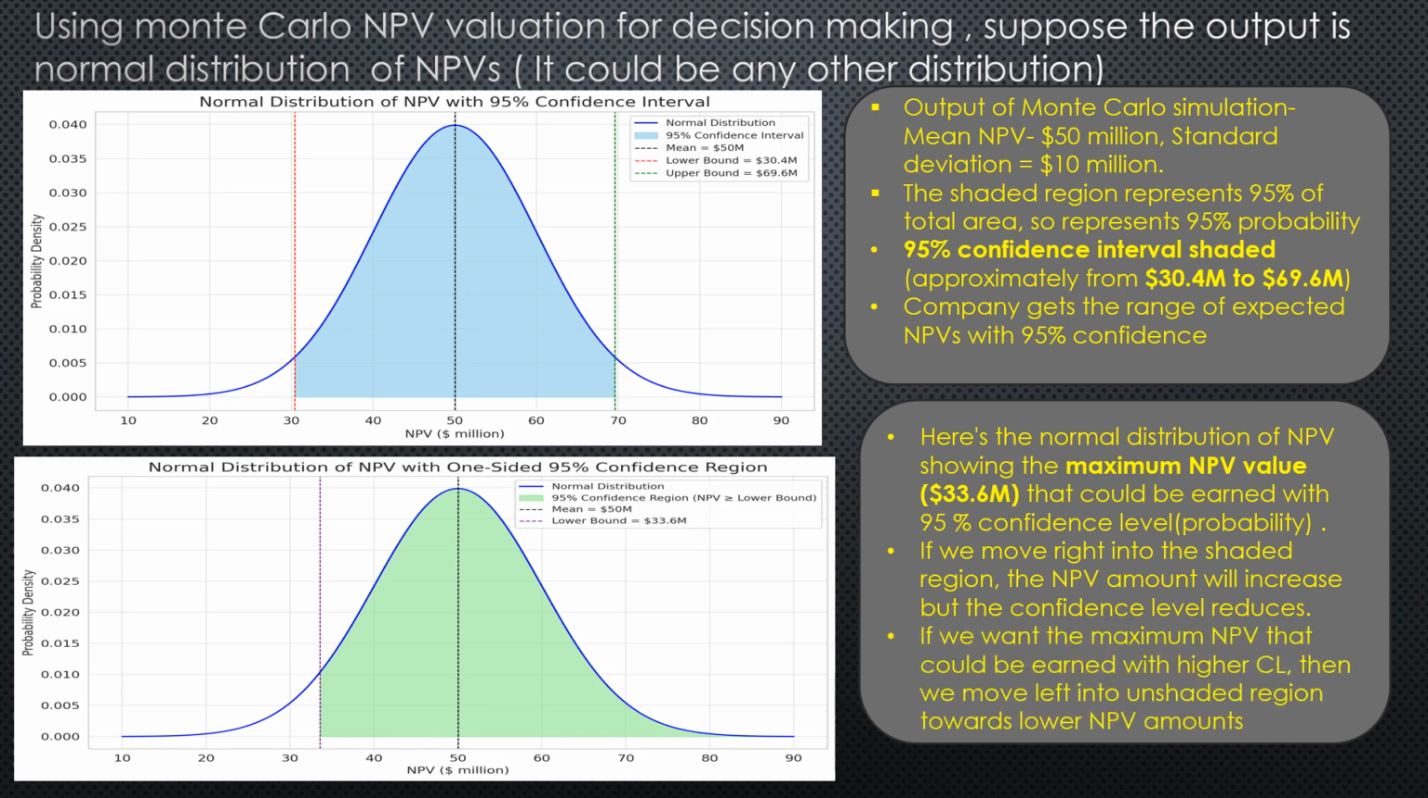If we want the maximum NPV that could be earned with higher confidence level, then we move left into the unshaded region towards the NPV axis. Now, if we want to increase our confidence level, then we have to move to this area, but the NPV level decreases. Suppose we want to see how much NPV could be earned with 98% confidence level, then we have to move towards the left side, and the figure should be somewhere around here. It will be lower than 33.6 million.